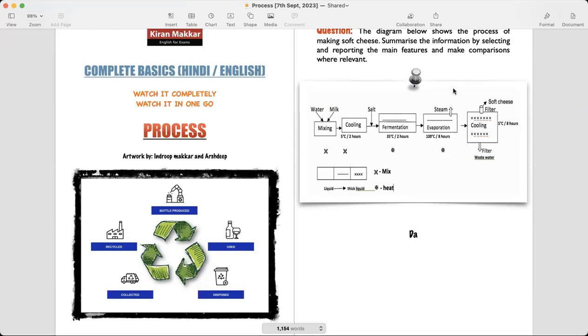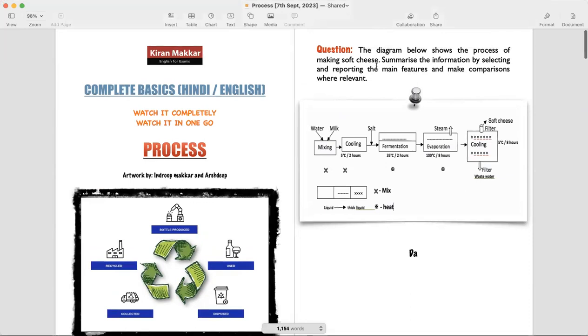So I begin by reading the question. That is very important because that's how you're going to write your introduction. It says the diagram below shows the process of making soft cheese. The second sentence is not that necessary because it's the same in all the graphs. You only focus on the first one. Now, I use the logic I just told you. The process graph answers the question how. And that's how I write my introduction.